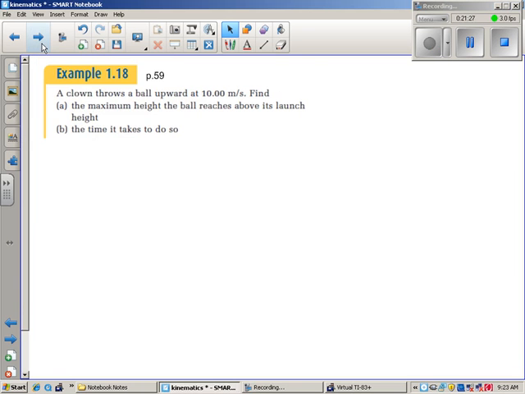All right, let's take a look at just one more example here today. 1.18, page 59. A clown throws a ball upward at 10 meters per second. Find the maximum height that the ball reaches above its launch height in the time that it takes to do so. I like this question.